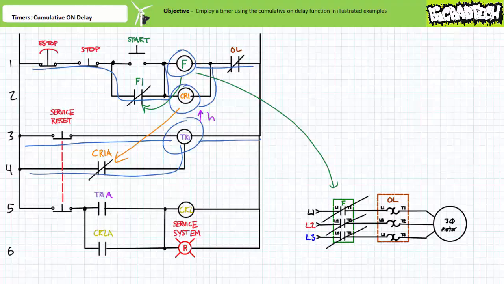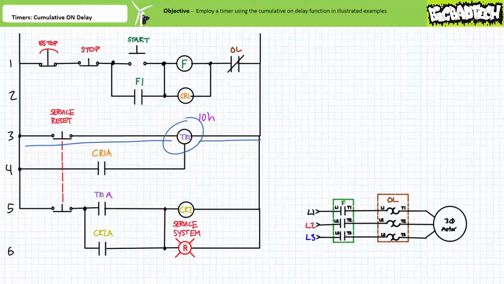Note that contact TR1A remains open since the delay period of 100 hours has not been achieved. The coil of control relay CR2 and the service system light therefore remain de-energized. At the end of a 10-hour work shift, the accumulator has accumulated 10 hours. An operator presses and releases stop.